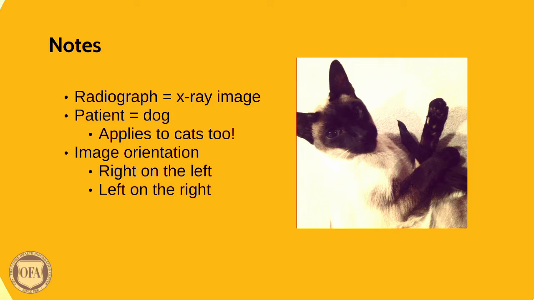And finally, image orientation. In an X-ray image, the patient's right is displayed on the left side of the screen, whereas the patient's left is seen on the right. Therefore, when we are talking about the right hip, we should be looking at the left side of the screen.